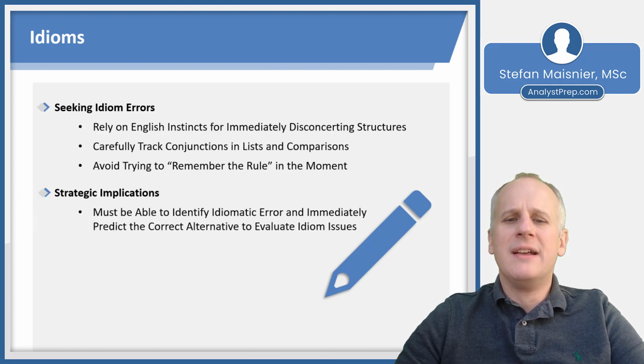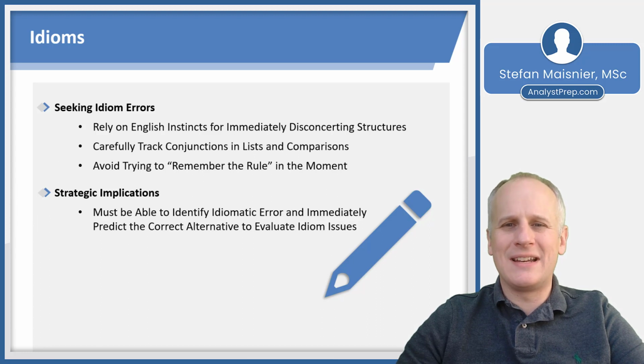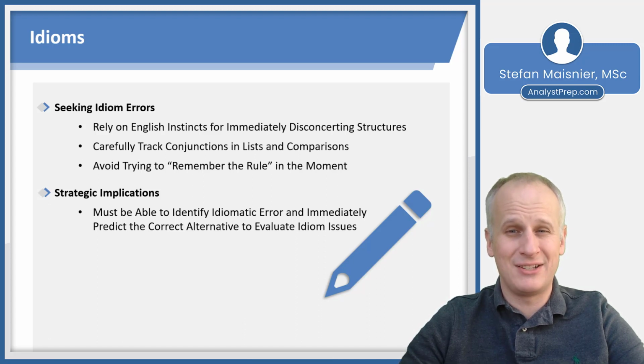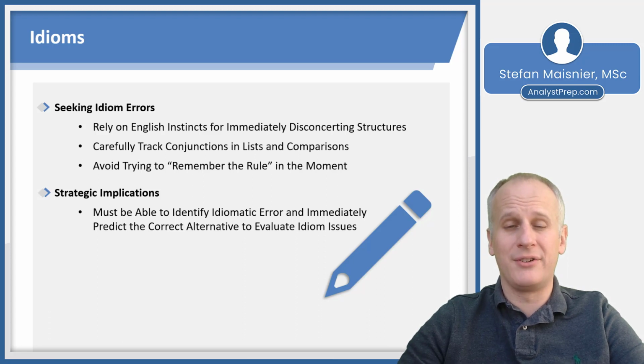So, strategically, you have to be able to not only identify an idiomatic error, but you also need to know immediately what the correct alternative should be if you're going to use issues of idiom as part of your evaluation for GMAT sentence corrections. You have to know not only what's wrong, but how to fix it. And this is really the only instance with our common issues on the sentence corrections when that is the case, because you've heard me in other lessons say, don't predict the fix. You don't know how the exam will make the correct answer correct. But here, there are just proper usages per rules of the language.